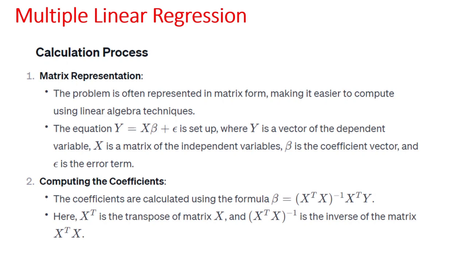And how do you compute the coefficients? Again, some smart mathematicians before us have already made that determination, where beta, the coefficients vector, equals (X transpose times X) raised to the power minus 1, multiplied by X transpose and capital Y, where X transpose is the transpose of the matrix X, and (X transpose X) raised to the power minus 1 is the inverse of the matrix X transpose X.